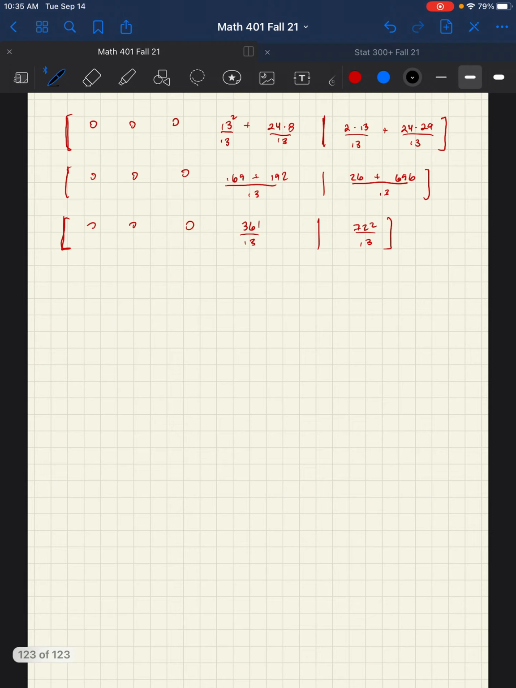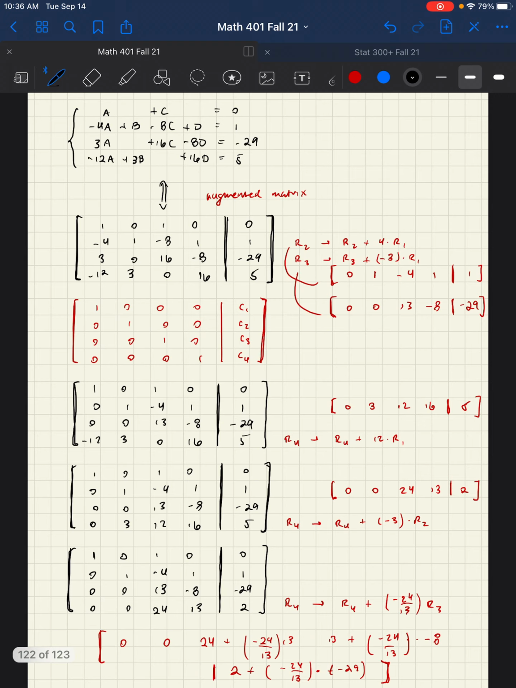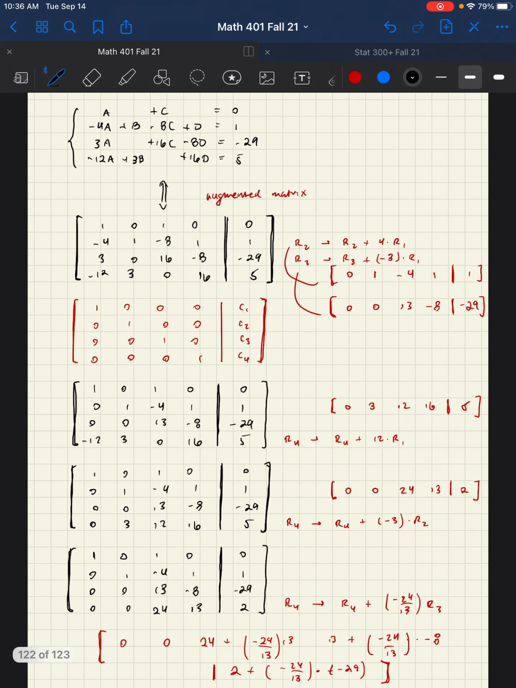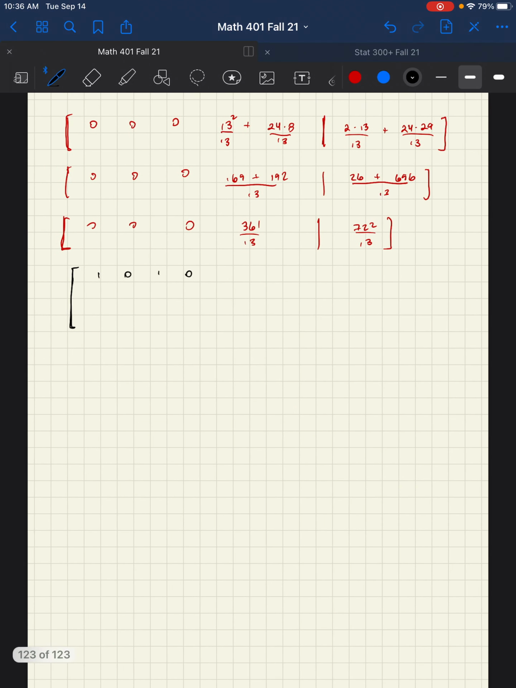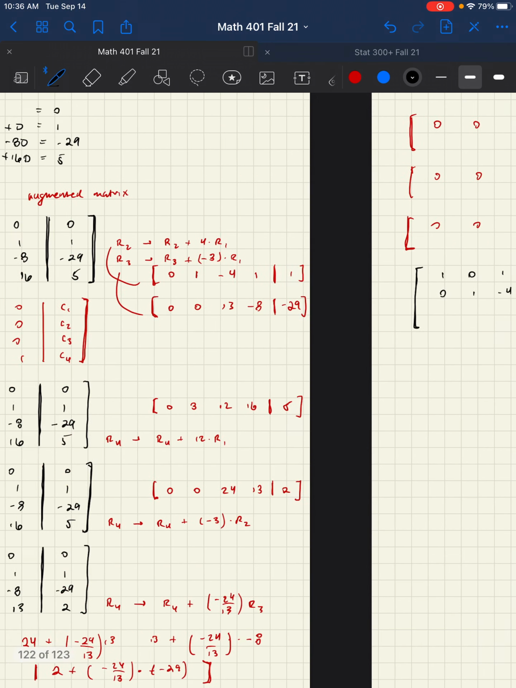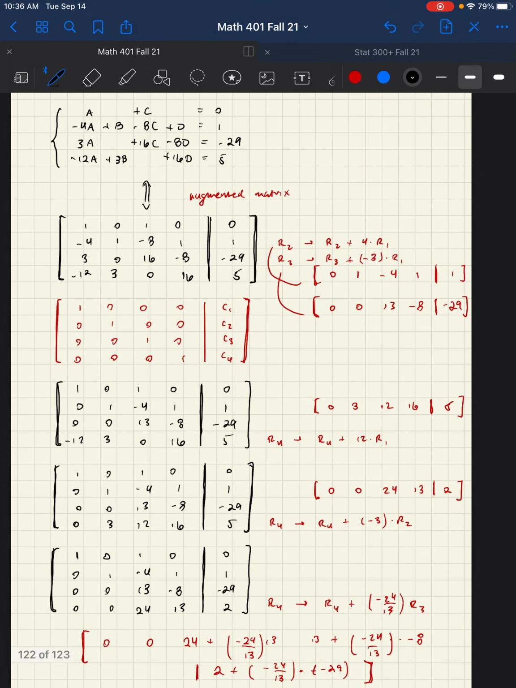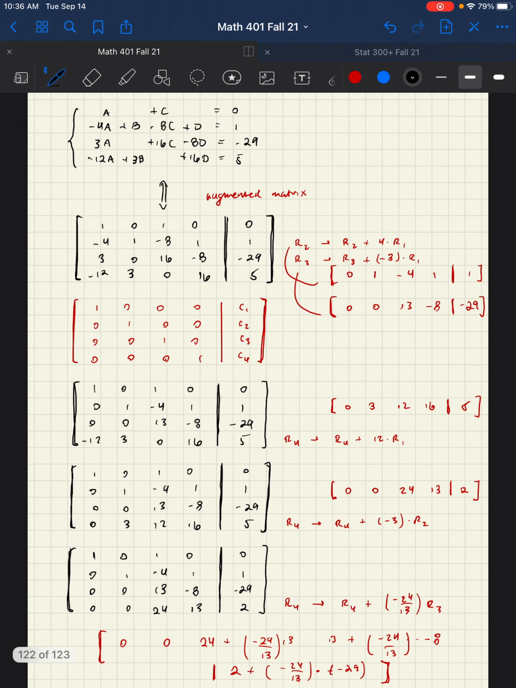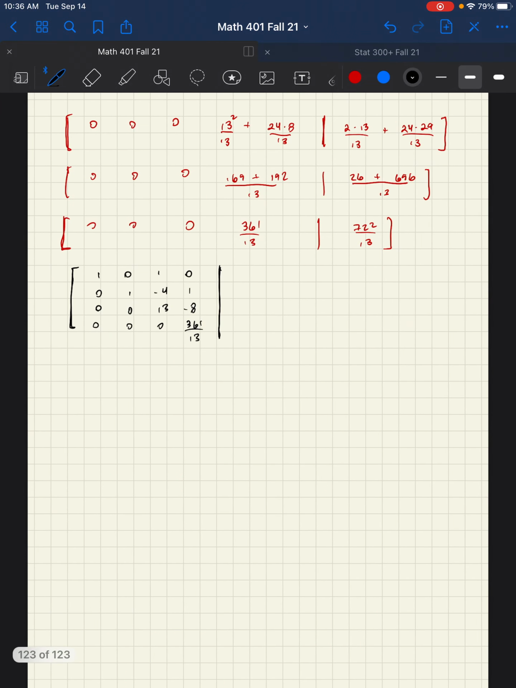So that means our system now becomes... Yeah, I know, this part is not fun. But you just have to follow your nose and hope that things settle into place. So 1, 0, 1, 0, 1, 0, 1, negative 4, 1, 0, 0, 13, negative 8. And the last row, of course, we just found: 0, 0, 0, 361 over 13. No, sorry, not all over. Augmented with. And the last row is going to be 0, 1, negative 29.